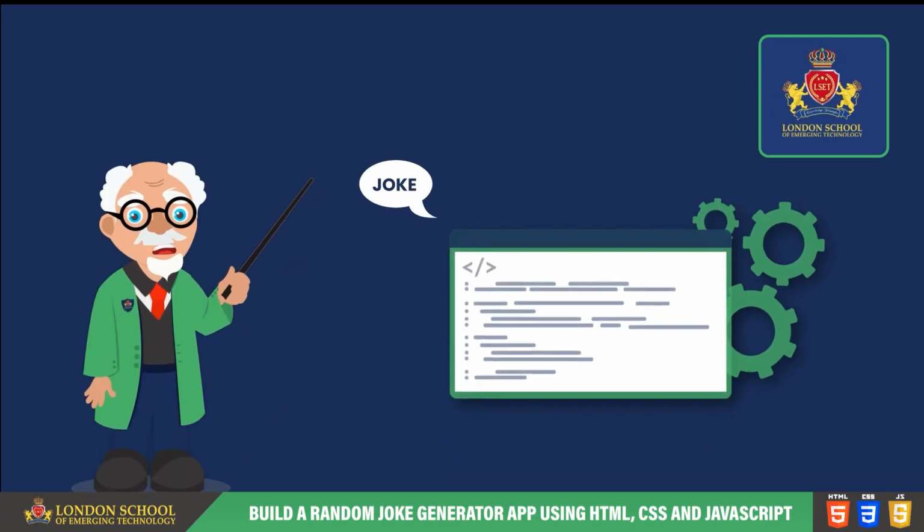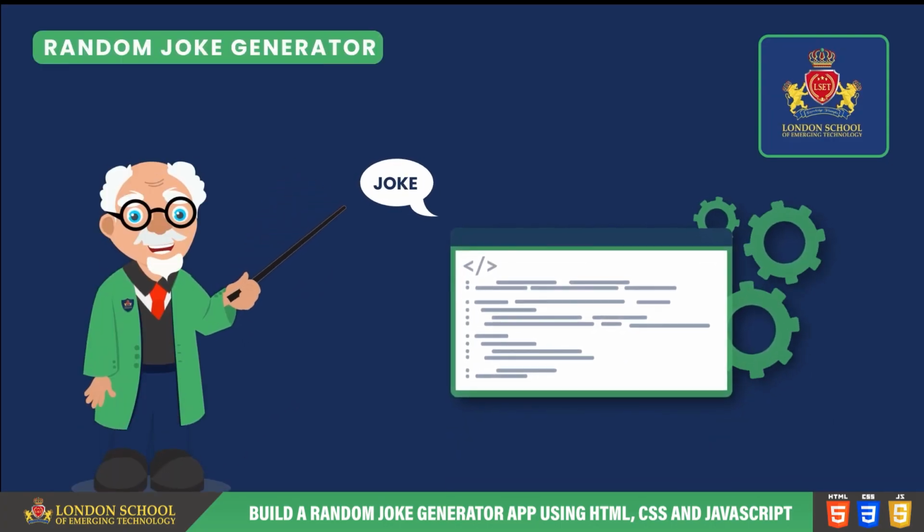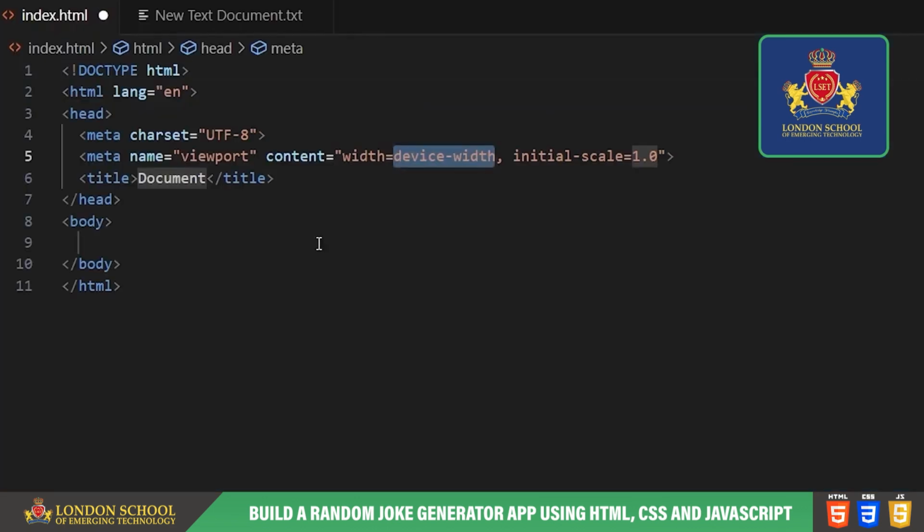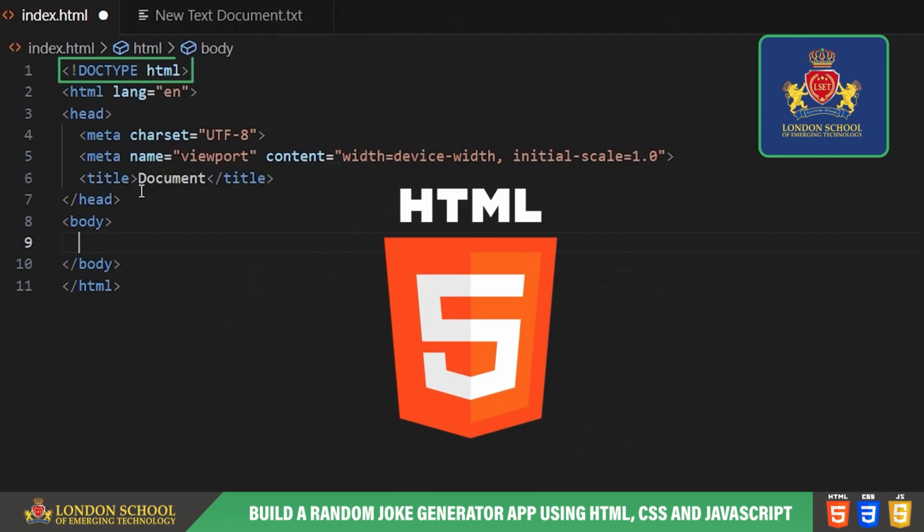Today we will create a random joke generator app. Let's take a look at the code for this app. We start with the document type declaration, which tells the browser that this is an HTML5 document.